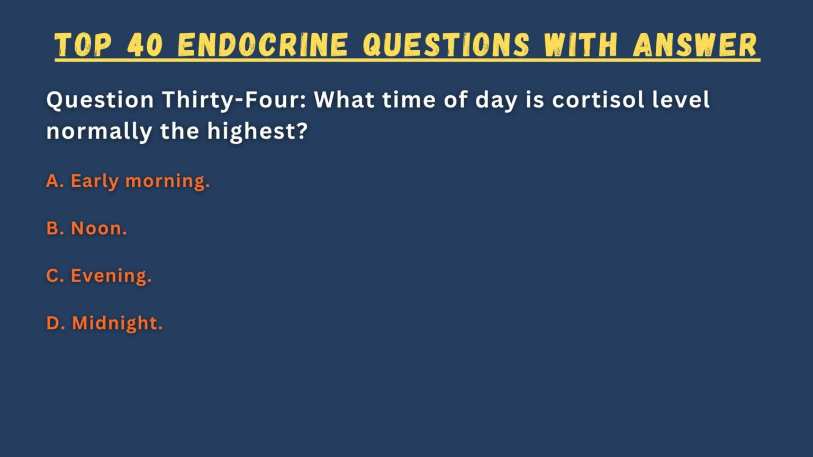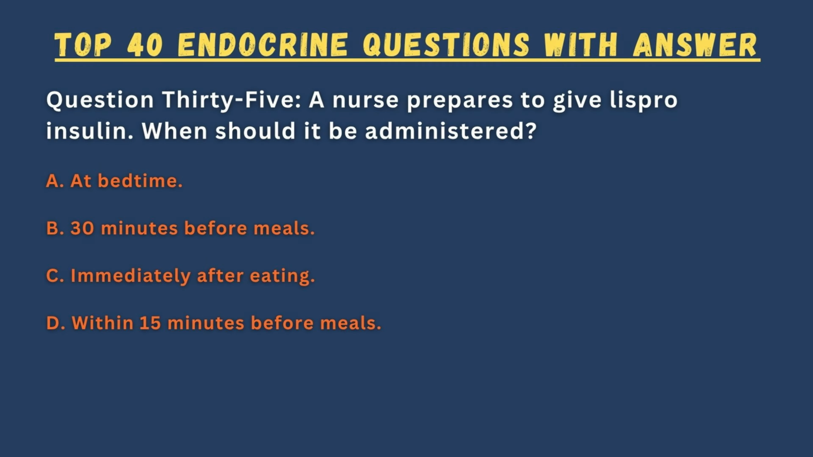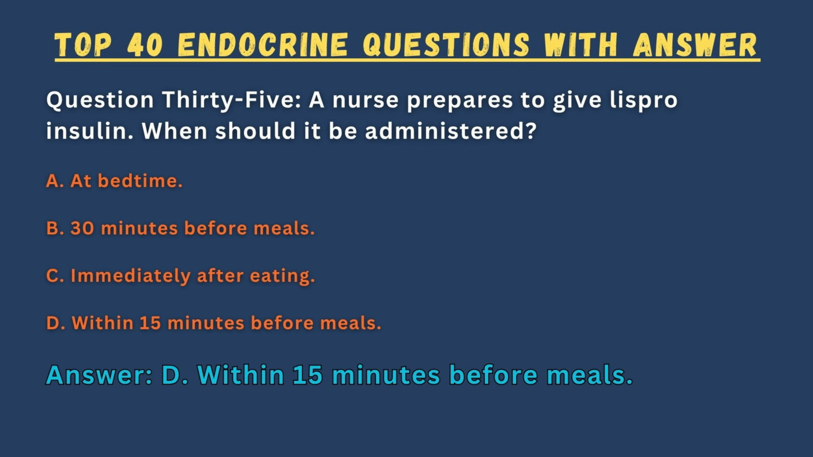What time of day is cortisol level normally the highest? A. Early morning. B. Noon. C. Evening. D. Midnight. Answer: A. Early morning. Question 35. A nurse prepares to give Lispro insulin. When should it be administered? A. At bedtime. B. 30 minutes before meals. C. Immediately after eating. D. Within 15 minutes before meals. Answer: D. Within 15 minutes before meals.